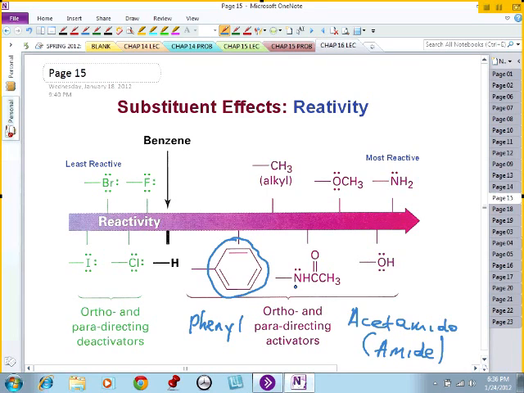Yes. What's your name? I can't hear it. Say it out loud, louder. Princess. Okay. Okay, go ahead. Okay, we will come back to that later. That's a very good question. The question is, what makes one substituent a better activator than the other? But we'll come back to that later, okay? Any other question?